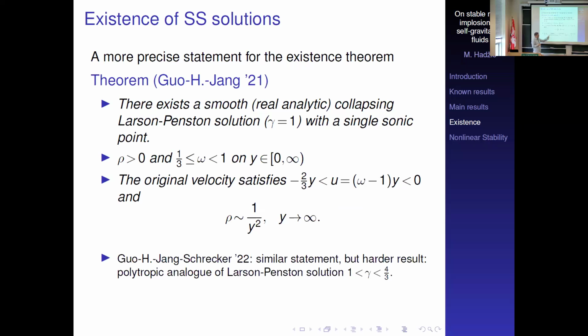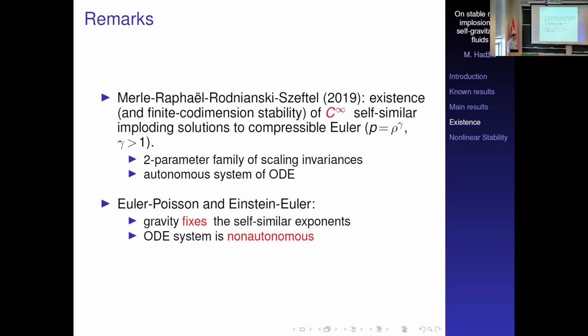A similar statement, but a harder result, for the polytropes is also true. And this is joint work with Matthew. We call them Yahil solutions because Yahil was the astrophysicist who entertained the possibility that they exist for gamma bigger than 1. And I will not say anything about them for the rest of the talk. So I want to give you a sense of how a proof of this might work. Before I do that, let me again go back to this beautiful paper of Merle, Raphael, Rodnianski, and Szeftel.